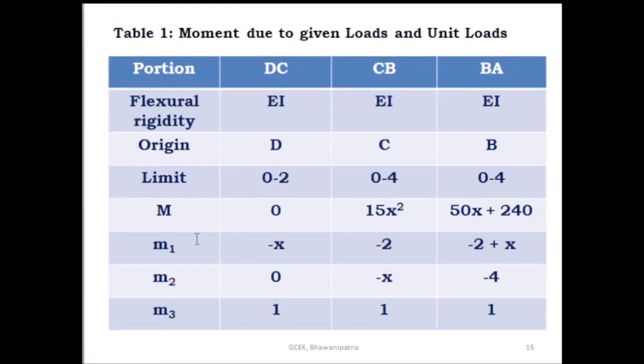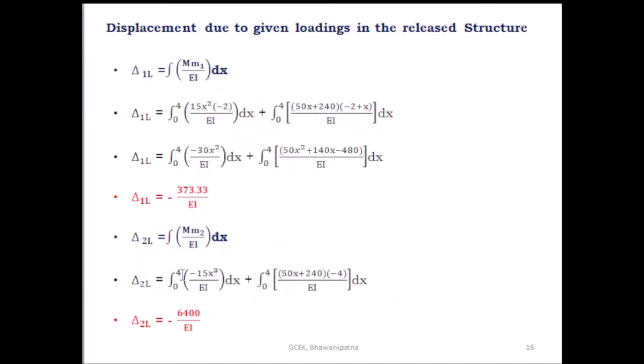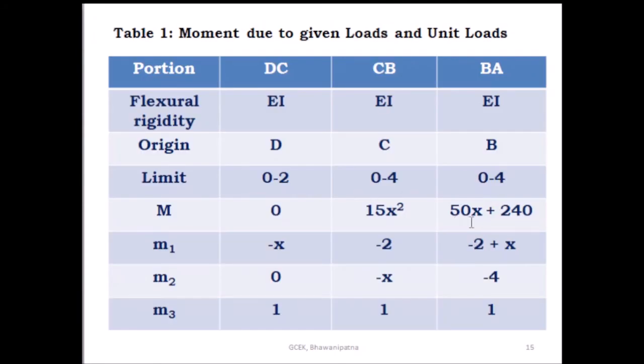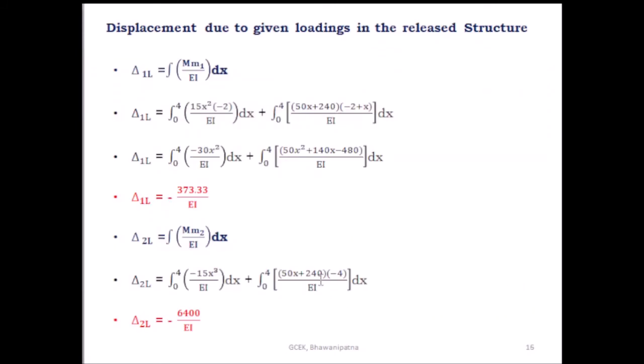Here also you take, this is capital M and this is small m2. Here this is 0 for DC, and for CB 15x square into minus x, that is minus 15x cube by EI into dx, integration 0 to 4. Then for BA this is 15x plus 240 into minus 4 by EI into dx, and integration 0 to 4. Then after taking the integration of this expression, you will get delta 2L is equal to minus 6400 by EI.